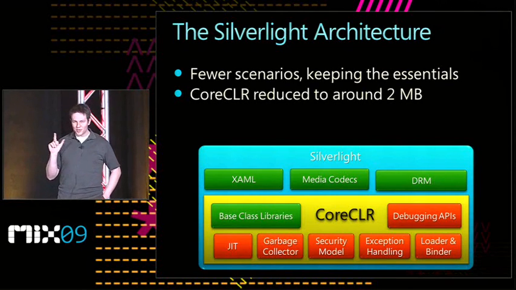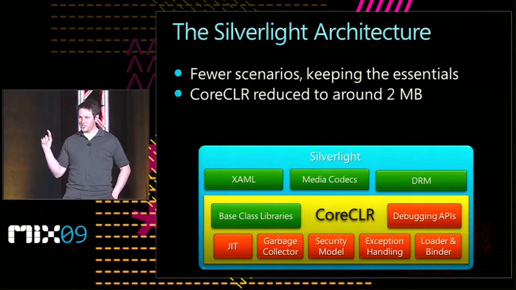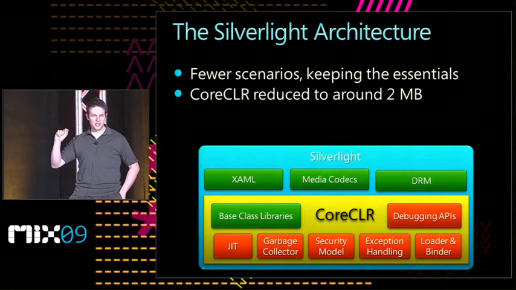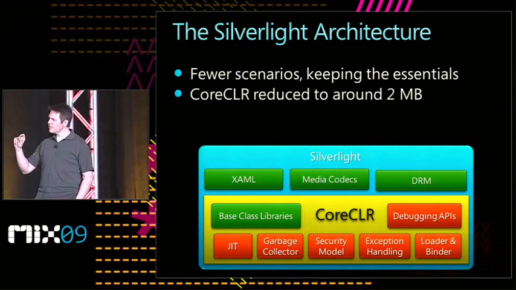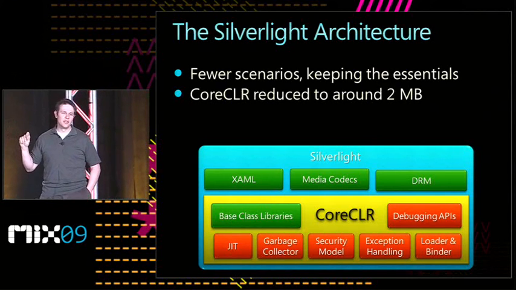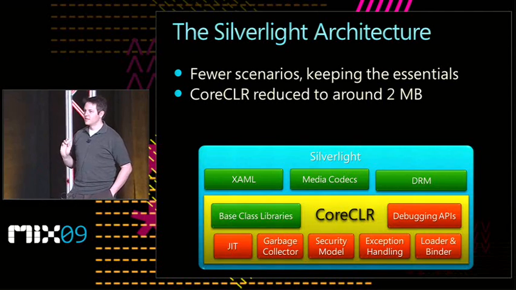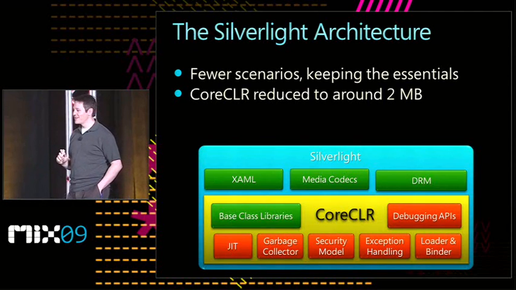You'll note that the two things that are missing or changed in core CLR compared to the full CLR is that NGen is no longer available, and that at the moment profiling APIs are not exposed. And so I'll cover more about that shortly.